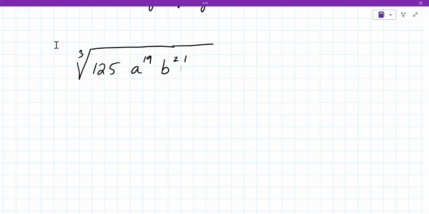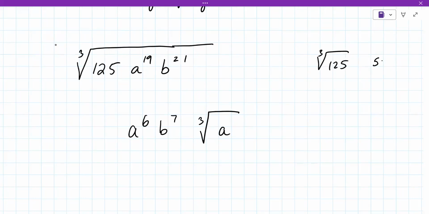What are you doing on this one? So I got 40 a to the 6th, b to the 7th, and then cube root of 5a. Okay. The a in here is correct. 125 is a perfect cube: 5 times 5 times 5. So there's a 5 on the outside.